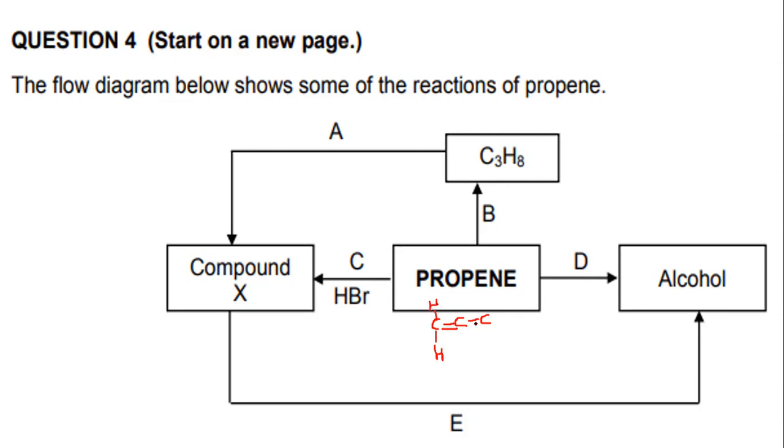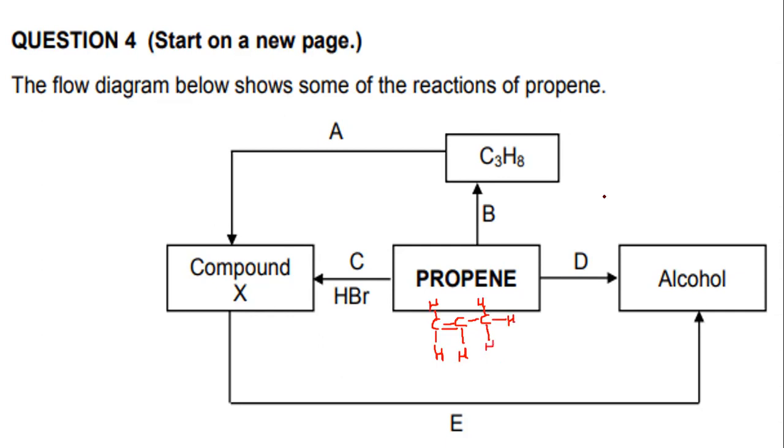Then carbon number 2 has the fourth one with the hydrogen. Carbon number 3 has 1. So it is short of 3. So I'm going to make 1, 2, 3, and I'm going to put my hydrogens.